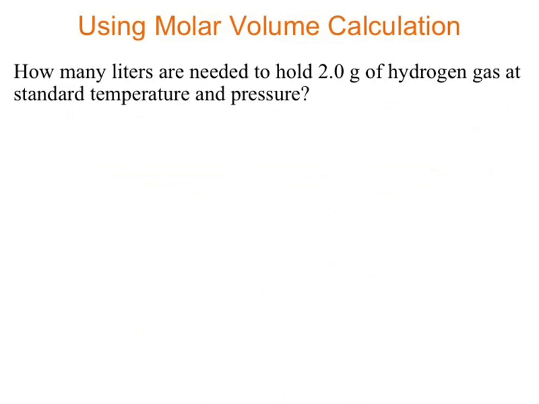So, before we move on with our pressure, how many liters are needed to hold 2.0 grams of hydrogen gas at standard temperature and pressure? Nice fun little conversion. We're going to be doing our dimensional analysis, just like normal. What do we want as our answer? We want liters of H2. And we start with what? 2.0 grams of H2.